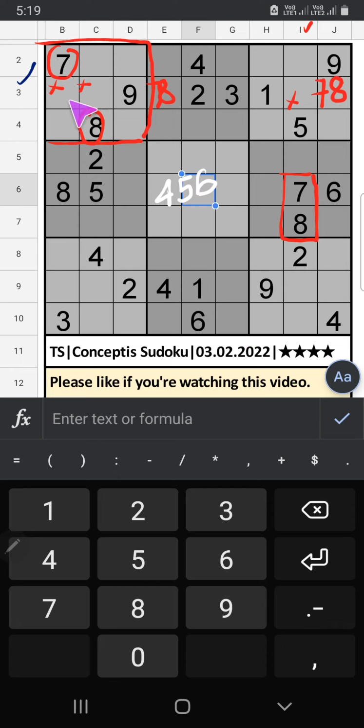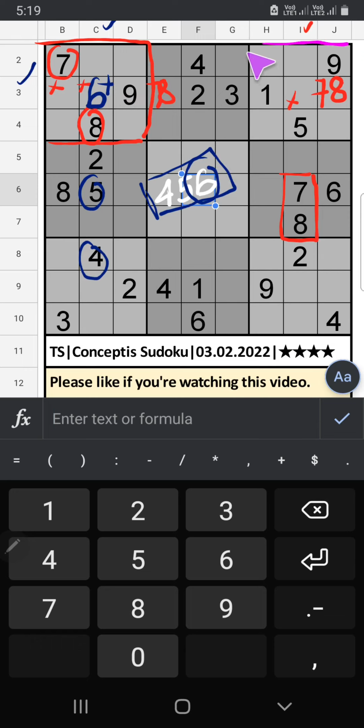In third row, only 3 numbers are remaining: 4, 5, 6. Column C, we have 4 and 5. So 4 and 5 can't come in this cell. It will come in one of the two cells. Then only one number is remaining: 6. 6 is confirmed here.